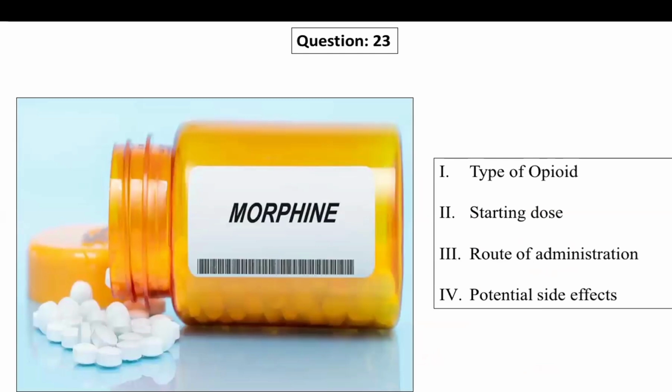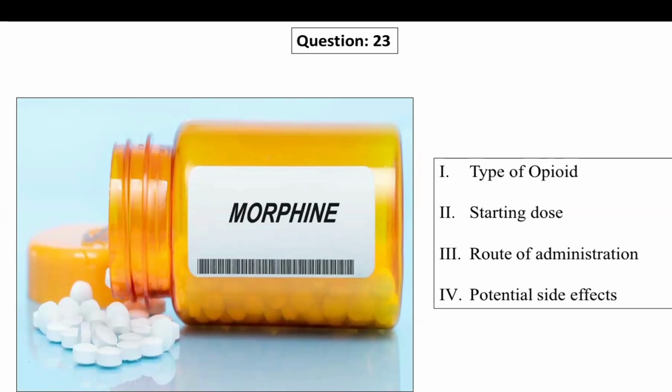So regarding the drug you can see, it is morphine. What type of opioid is it? Strong opioid. So what will be your starting dose in case of morphine? How do you start the dosing in case of morphine?